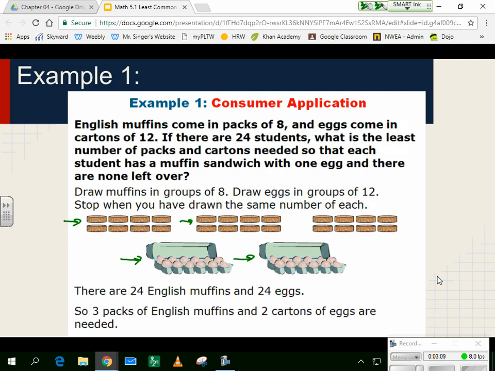All right, well now I have 16 muffins and I have 24 eggs, so I have to buy more muffins. When I buy 8 more, I find out that I have 24. And now I have 24 eggs. So this helps me to figure out that the number I need to know for 8 and 12 is 3 packages of English muffins and 2 cartons of eggs to have enough to make English muffins for 24 kids. So this is how you use the least common multiple to solve these. You go up your multiples until you find the smallest one that they both have in common.